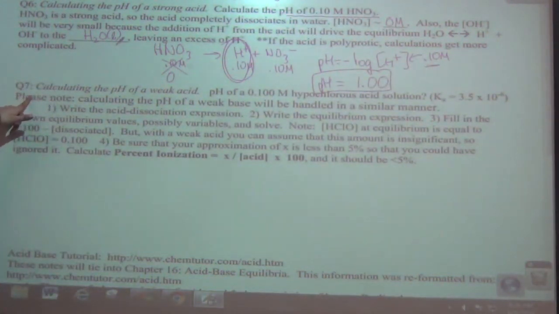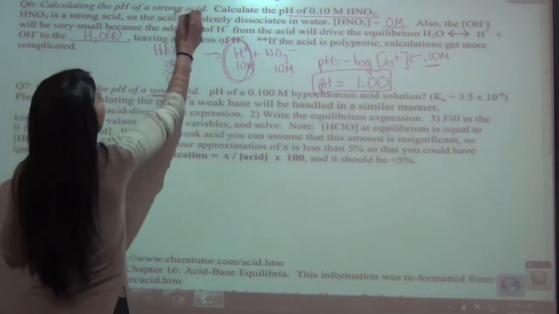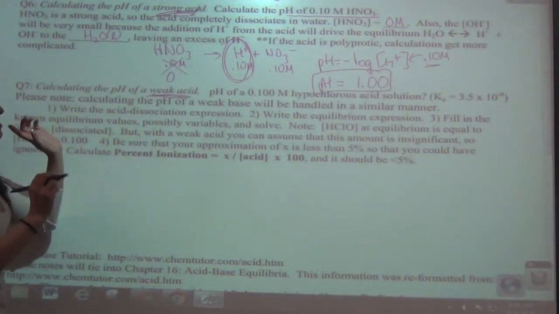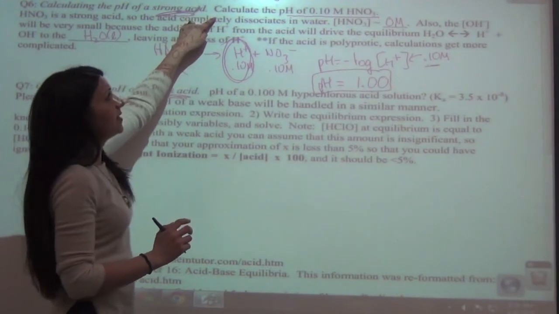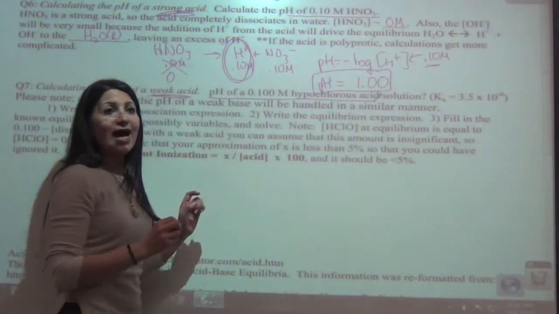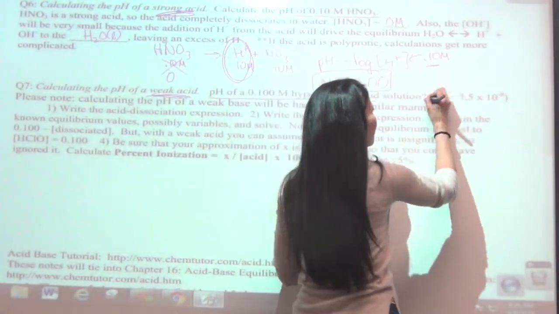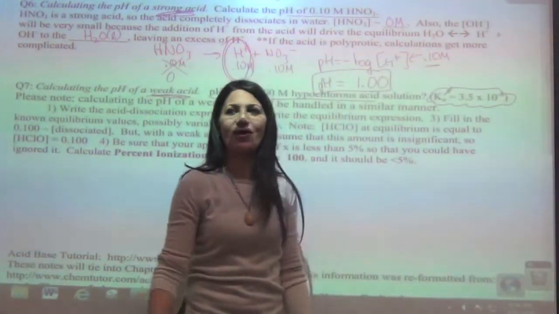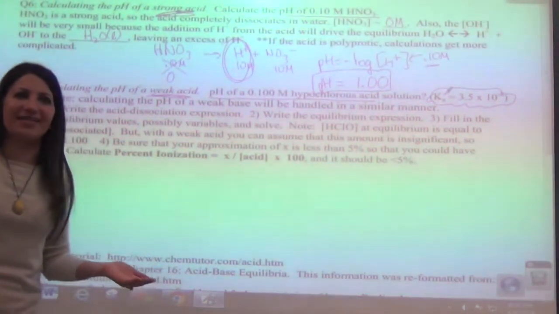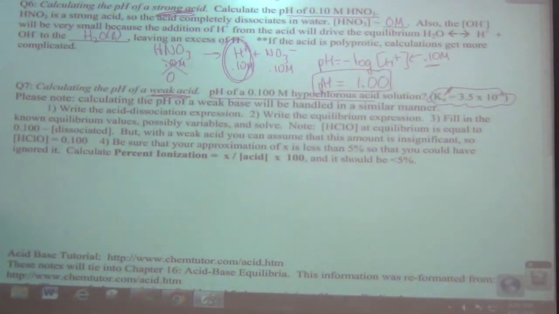If you have to calculate the pH of a weak acid, things work a little differently from a strong acid. This question looks exactly the same as this one: calculate the pH of a 0.1 molar solution. How is it different? Now they're giving us a Ka value, and the fact that they're giving us a Ka means that this is a weak acid. So we know it's a weak acid already.